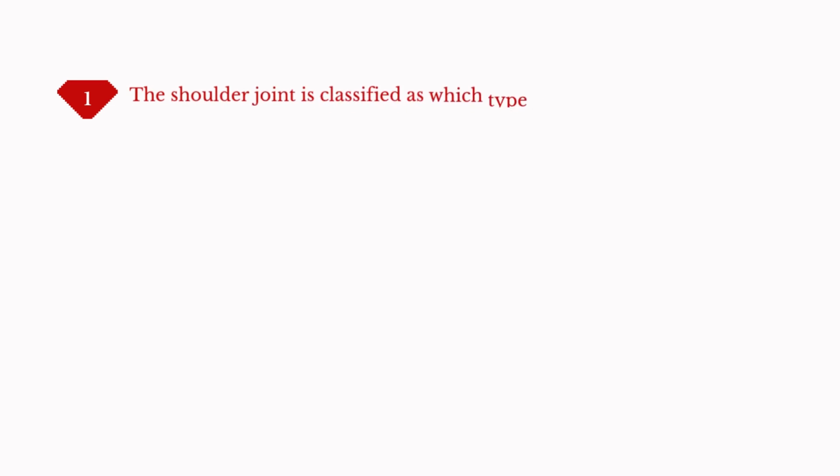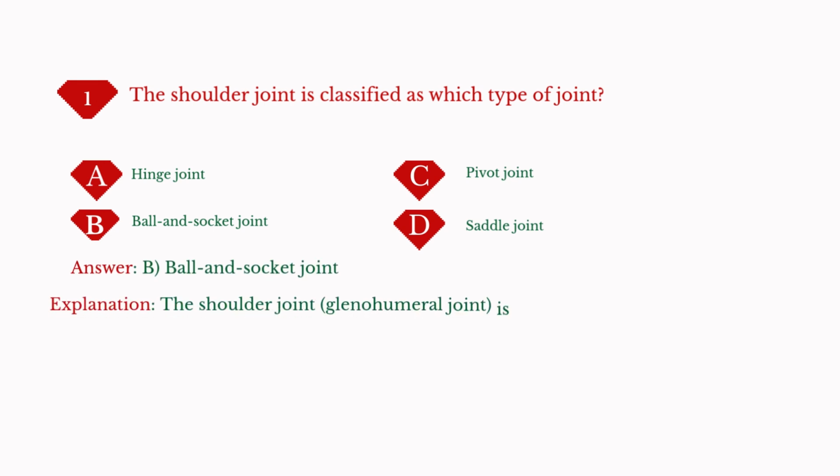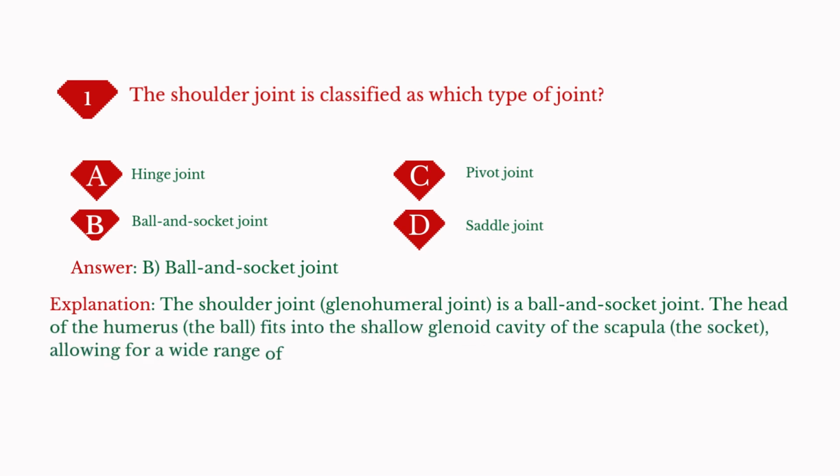The shoulder joint is classified as which type of joint? A. Hinge joint. B. Ball and socket joint. C. Pivot joint. D. Saddle joint. Answer: B. Ball and socket joint. Explanation: the shoulder joint, glenohumeral joint, is a ball and socket joint. The head of the humerus, the ball, fits into the shallow glenoid cavity of the scapula, the socket, allowing for a wide range of movement.